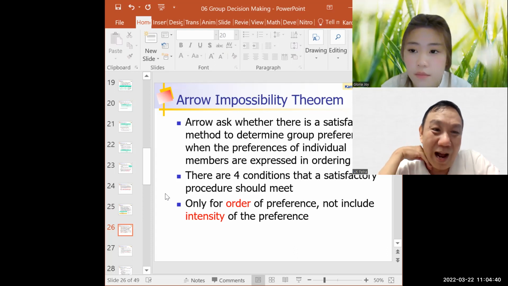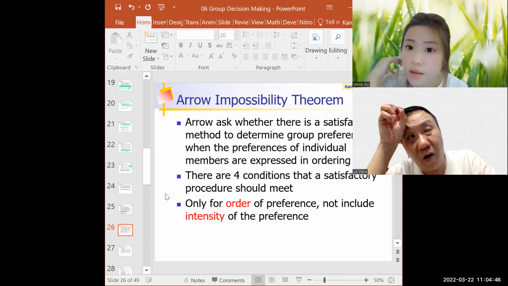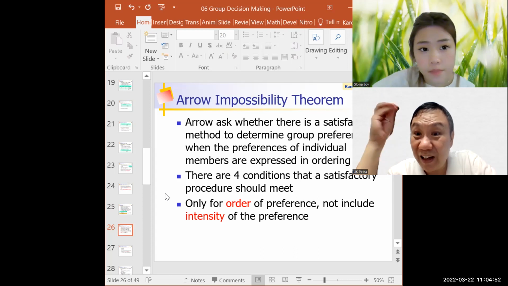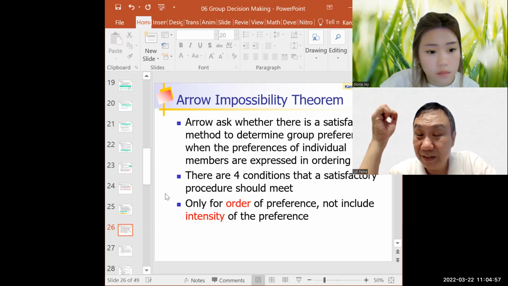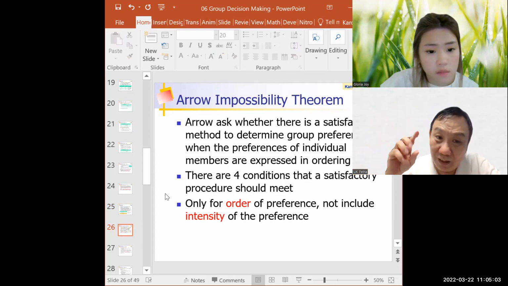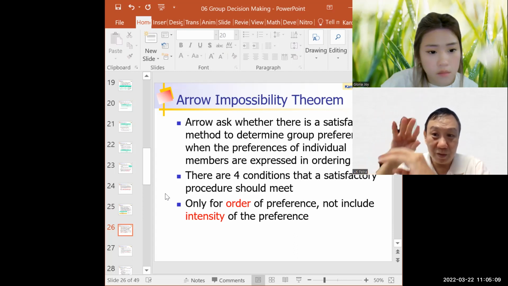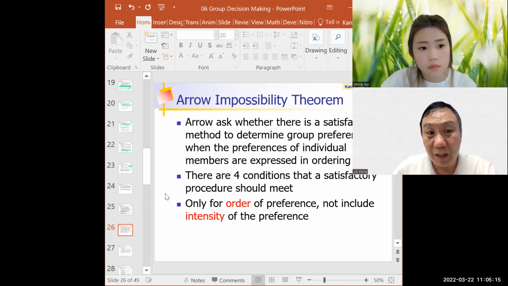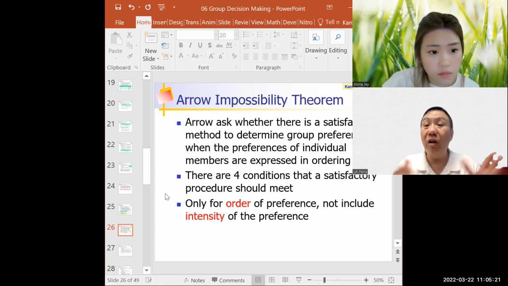Arrow's work is very important, that's why this is creating a framework of all social choice. Whatever your aggregation function is, the Arrow impossibility theorem exists. Arrow asks whether there is a satisfactory method to determine the group preference when the preferences of individual members are expressed in ordering, in ranking. So remember, group and individual.